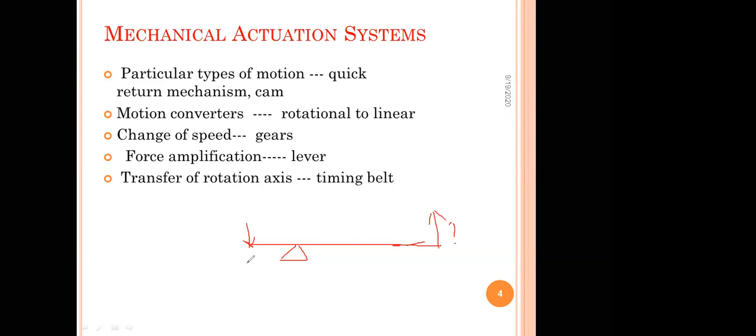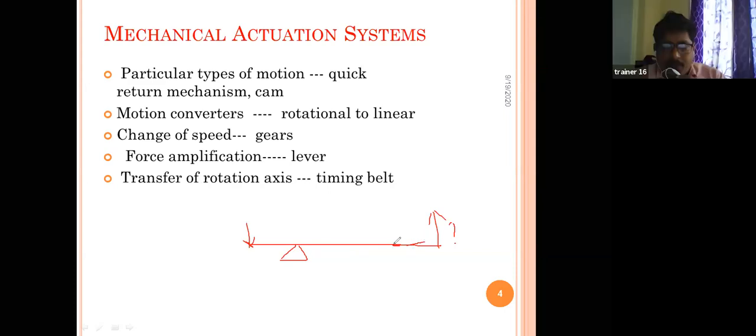High. If the length increases, the force on the opposite side increases. Right, very good. Here the length is very less, and here the length is more. When you apply the force here, the output force on the opposite side is more. So that is the force amplification lever.